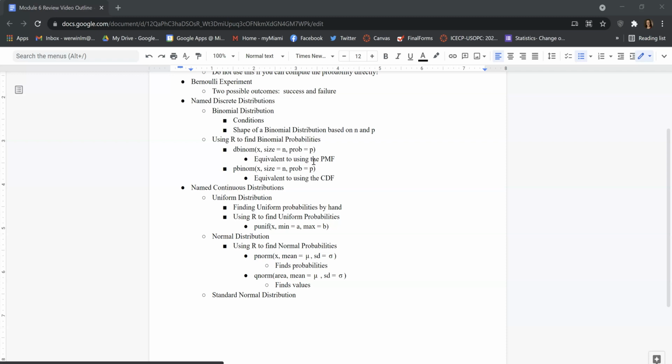And so once again, big picture of module 6, there are two key different types of named distributions, discrete and continuous. It's important that you keep in mind the nature of the random variable. Is it discrete or is it continuous when it comes to finding probabilities? We never change values within a pnorm statement or a punif statement because those are continuous random variables.